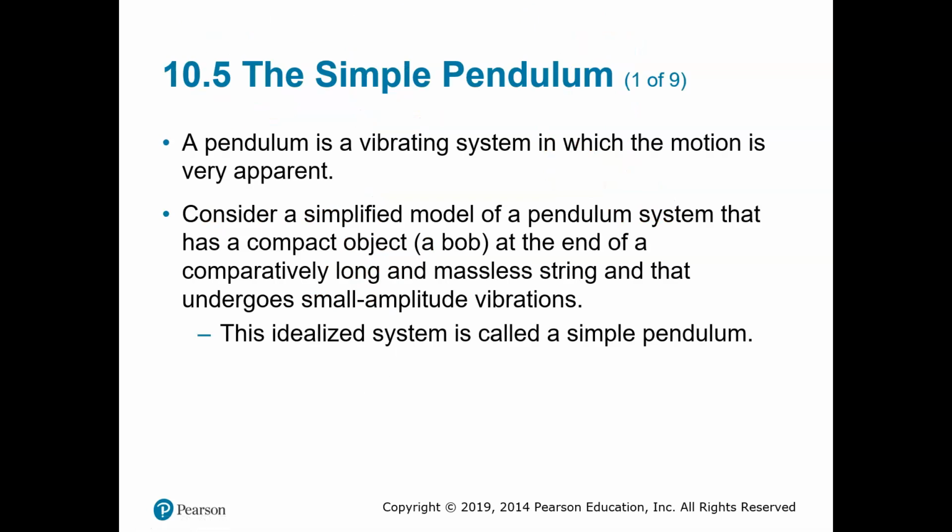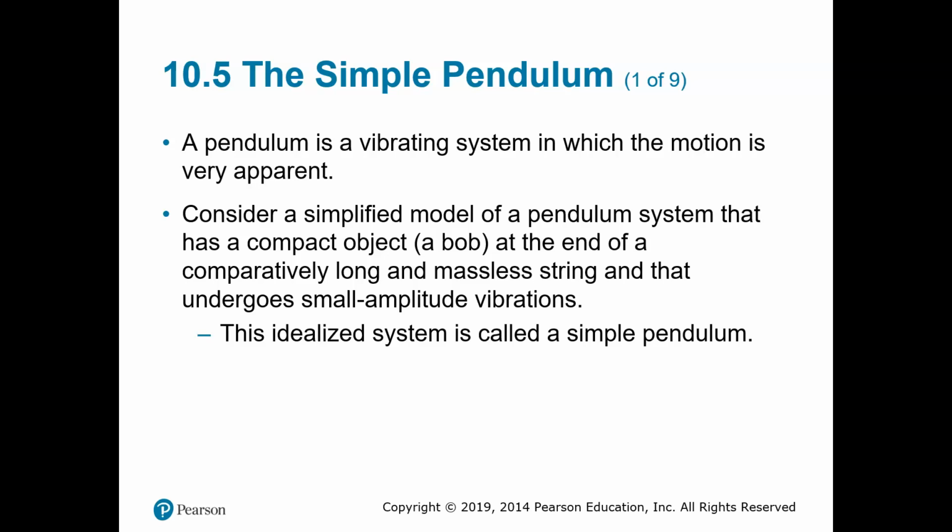So when we start looking at a vibrational system, not only do we have a mass on a spring, we have another option here, and that would be a pendulum. A pendulum is a vibrating system. The motion is very apparent if you've ever seen a grandfather clock, that tick-tock. So we're going to look at a very simplified version of a pendulum.